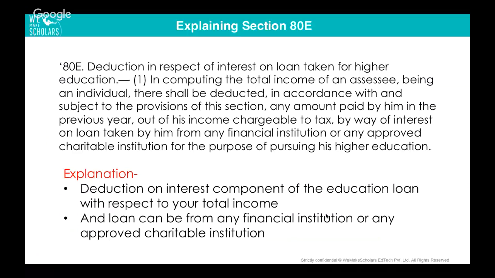The second point is the loan can be from any financial institute or any approved charitable institution. These are the two most important points from this paragraph. The first point I already explained. The second one is that the education loan for which you can claim this exemption can be from any financial institution or any approved charitable institution.